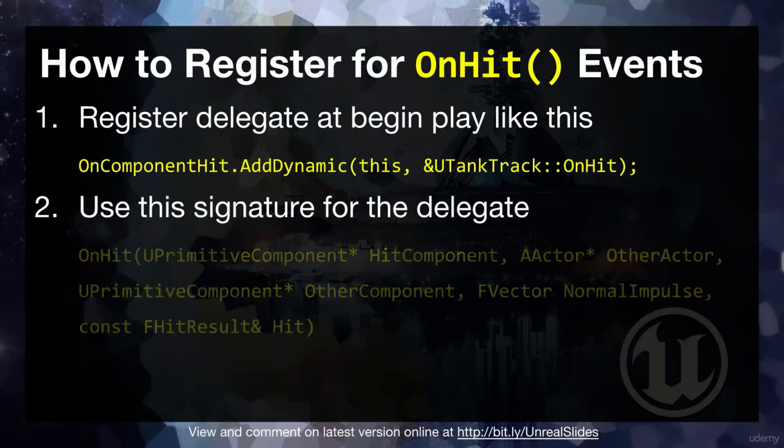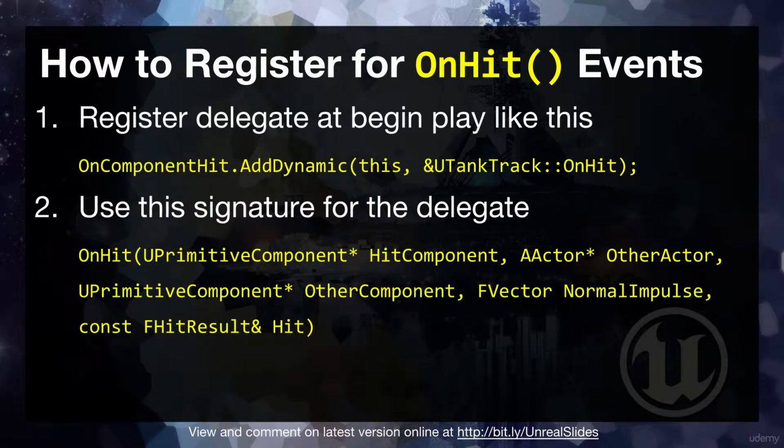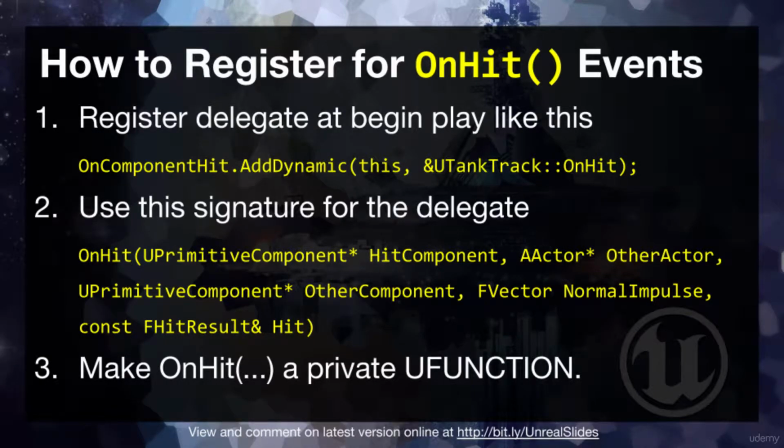Then you use this signature for the delegate itself. It looks nasty, but it's the thing that I found in the source code, right? Without all the commas. It's OnHit, UPrimitiveComponent pointer HitComponent, AActor pointer OtherActor, and so on. So you write an OnHit method called that. But what is important is that you make it a private UFUNCTION. That way, the on hit event will actually work.